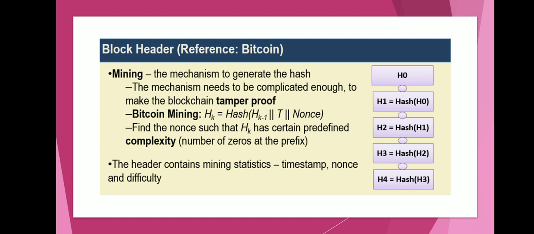In order to solve that cryptographic puzzle, we need to find a nonce value, one random number. We don't know what it is. So we keep on changing the nonce and trying to find the nonce so that the equation becomes equal to the target value. At that time the miner successfully adds the block. That is solving the puzzle in the Bitcoin network. The header also contains characteristics like timestamp, nonce and difficulty.